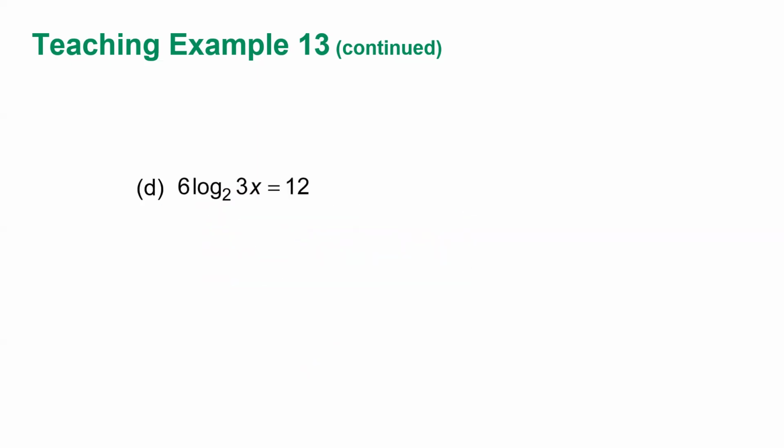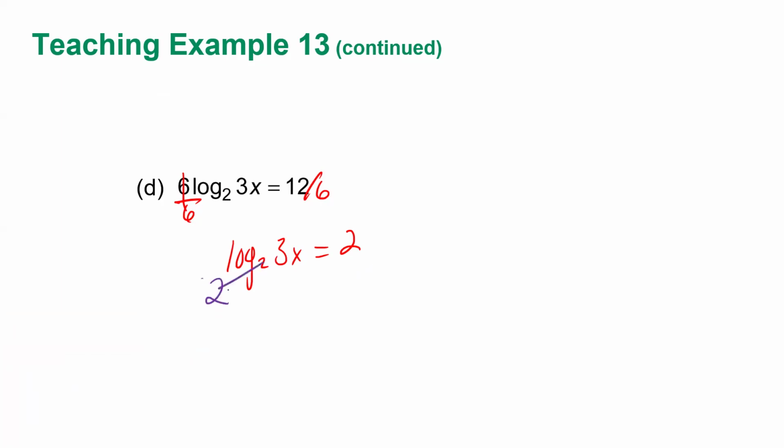All right, got a little harder. Now what do I do? Before I can do anything, I gotta divide by the 6. You can't do anything to the log until it's by itself. So now we have log base 2 of 3 times x equals 2. Now what can I do? Exponentiate. We can exponentiate, and it's going to be the 2.